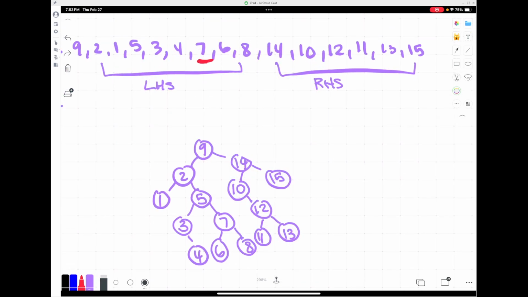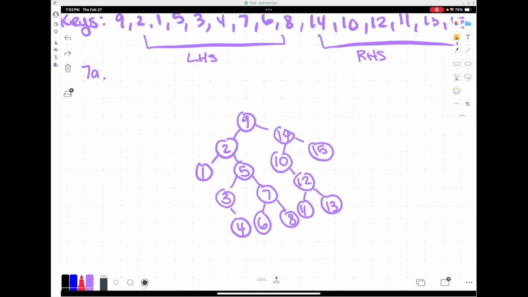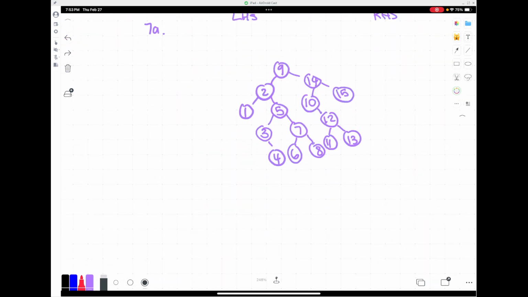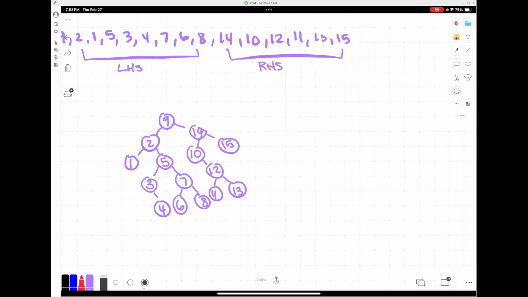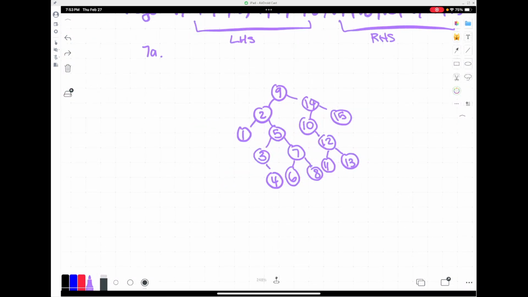I guess I'll go with 7 just for another practice. So 7, it's less than 9, greater than 2, and it's greater than 5, so we'll put it here. So that's kind of like how we put the stuff in the tree. So this is our tree. And now we go to the part where it's the deletion.